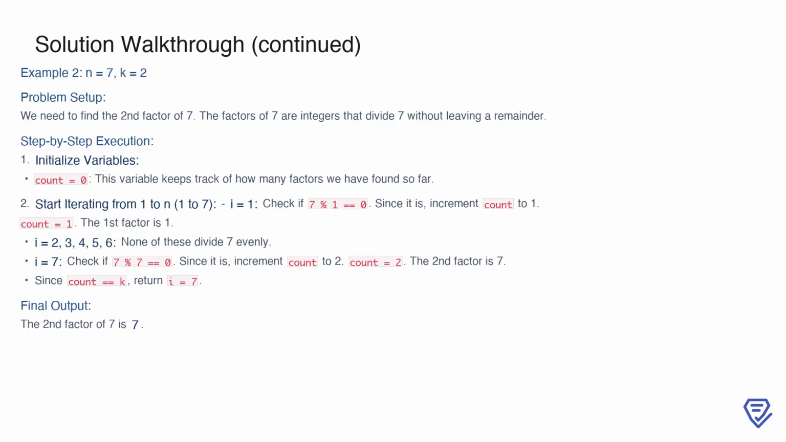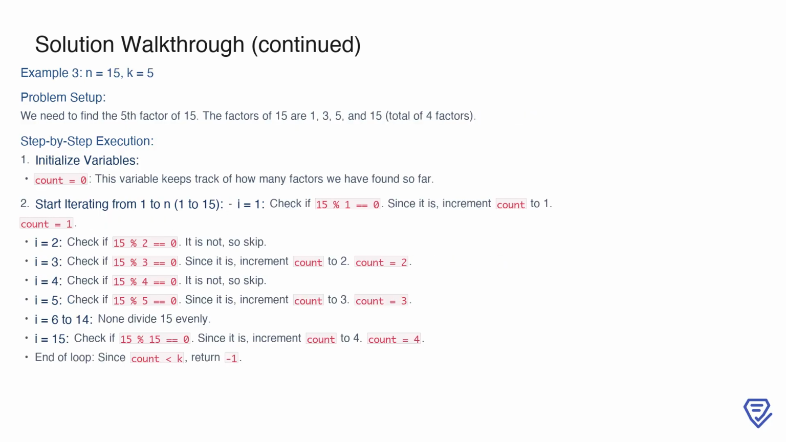Next, we check numbers 2 through 6, but none of these divide 7 evenly. Finally, we arrive at 7, which divides itself without a remainder, so we increment count to 2. Since count now equals k, which is 2, we return 7 as the second factor of 7.